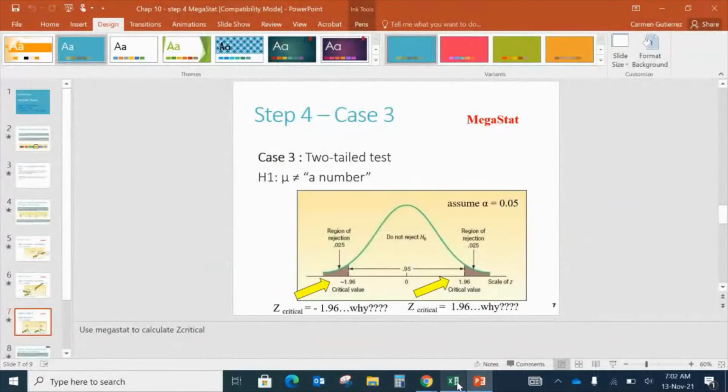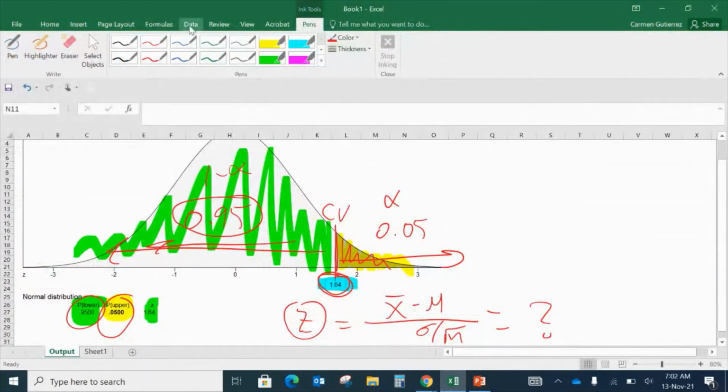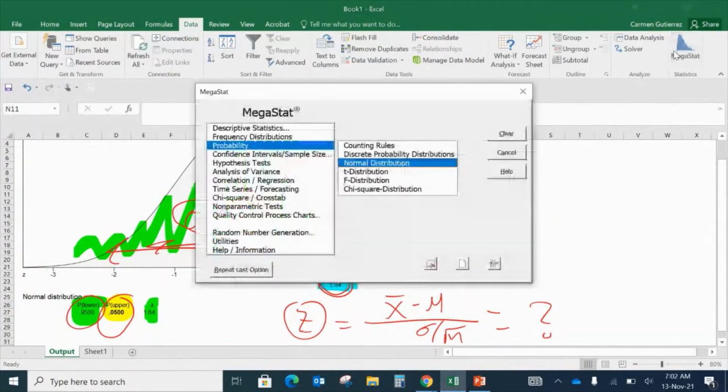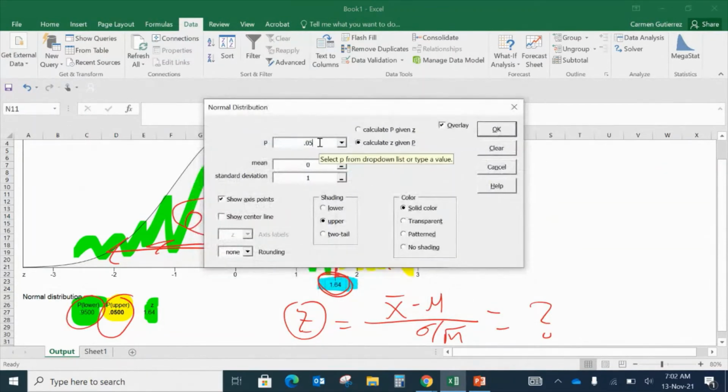So let's see, ladies. MegaStat. We go data, MegaStat, probability, normal distribution, and we're going back to the 0.05 because that's our alpha, but we need to tell MegaStat that we're looking at the lower tail. You have 3 choices again: lower, upper, 2 tails. So lower tail. I'm going to unclick overlay because I want a different curve.